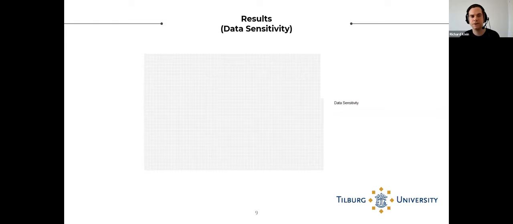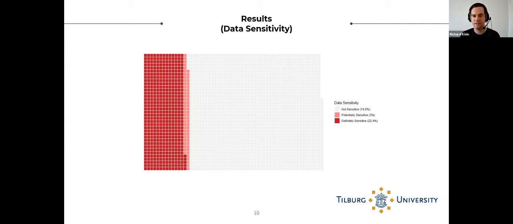So each of these gray squares represents a data set. And we're going to jump right into the results for data sensitivity. What we see is that overall, about a quarter of the data sets contained at least potentially sensitive data. Most of this was definitely sensitive, according to the GDPR. This is not that surprising. I mean, a lot of us research sensitive topics, and it's not necessarily problematic as long as these are appropriately anonymized before they're shared.